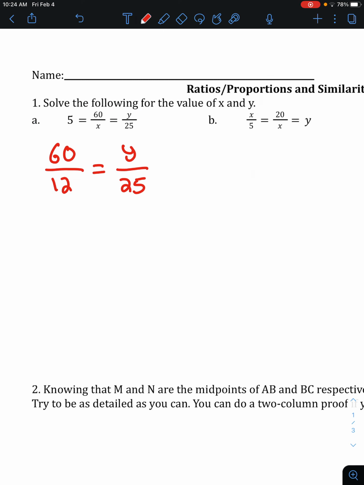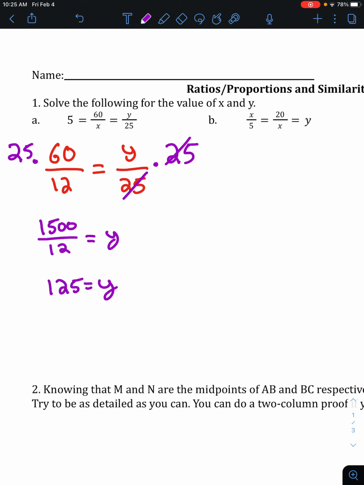Okay, so now if I want to solve this, I probably want to get rid of my denominator, so I'm going to multiply by 25 on both sides. Cancel this. 60 times 25, we can put that into a calculator. We get 1,500 divided by 12 is equal to y. So I've isolated my variable of y, and now I want to see, does 1,500 divide by 12 evenly? It does. Y must be equal to 25. And we said a minute ago that x was equal to 12.